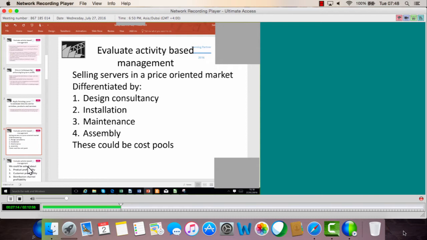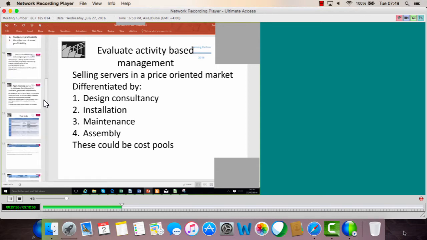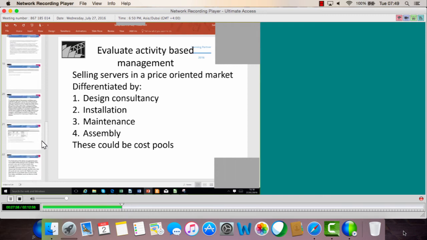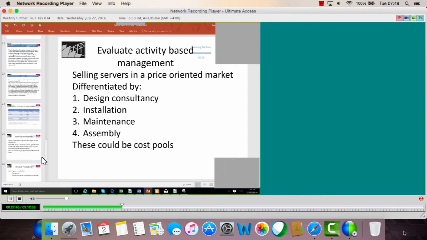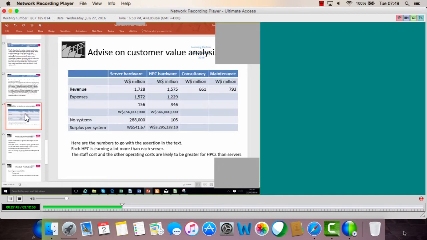I've got a slide that I will be using later on, but it's probably worth me showing you, even at this early stage, how much we are making after expenses on each server that we sell. So let me just scroll through and show you. I'll come back to this when we look at value analysis, but here I've got two figures.